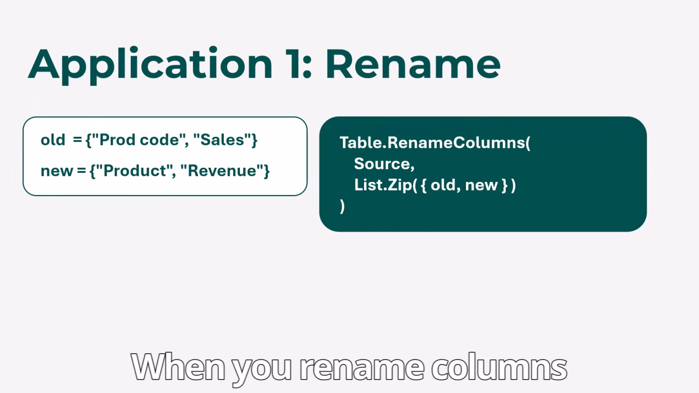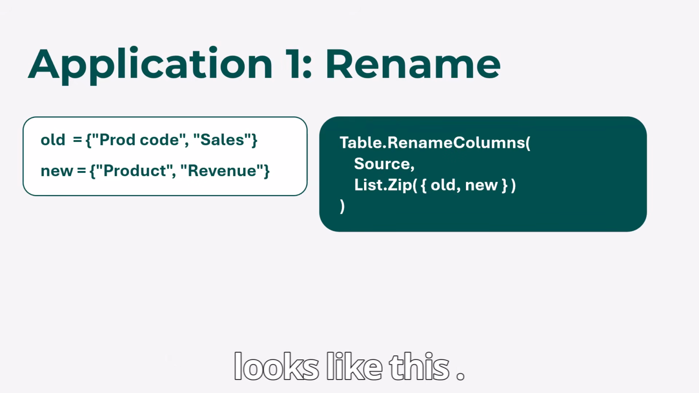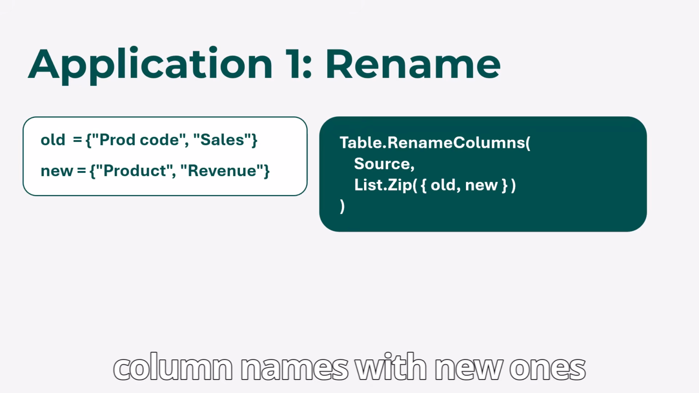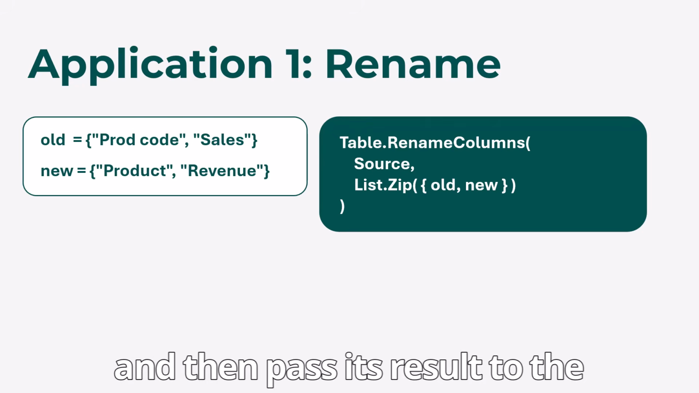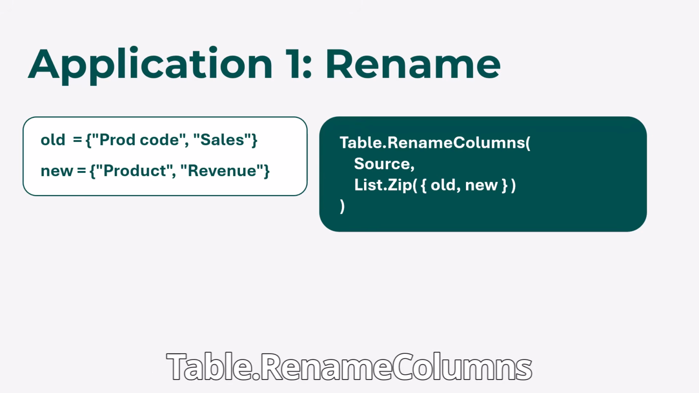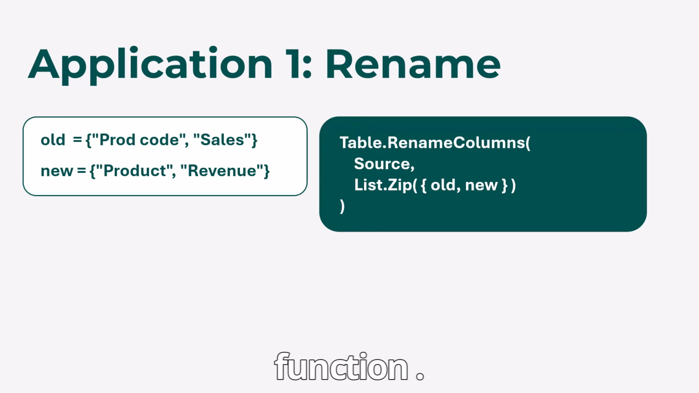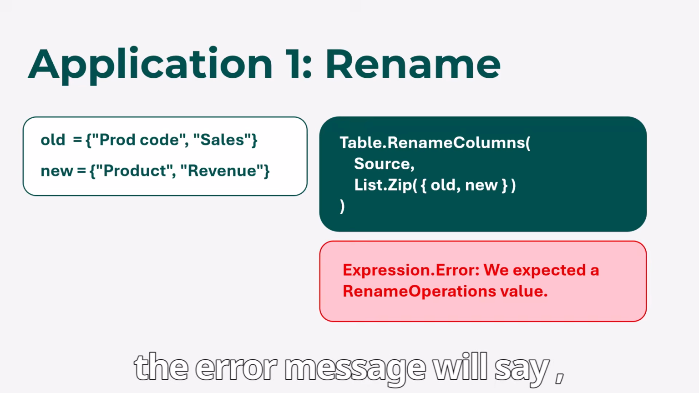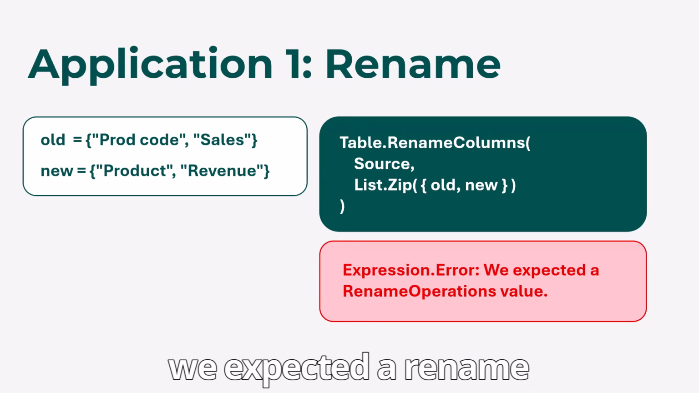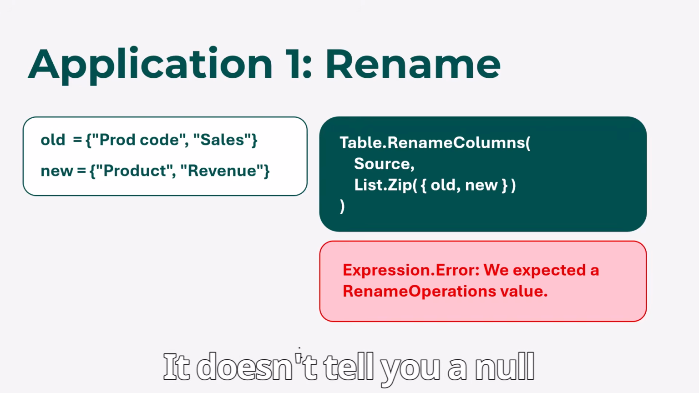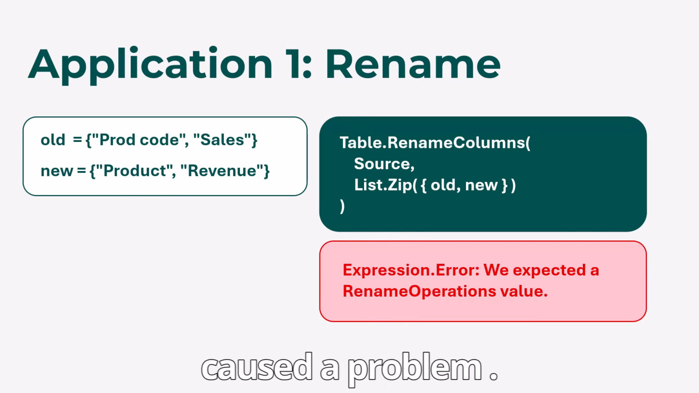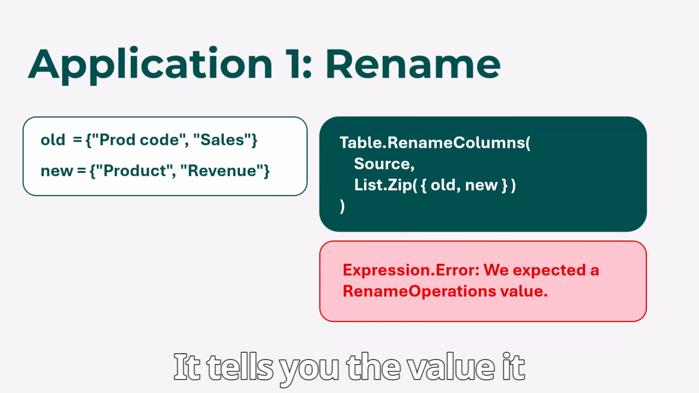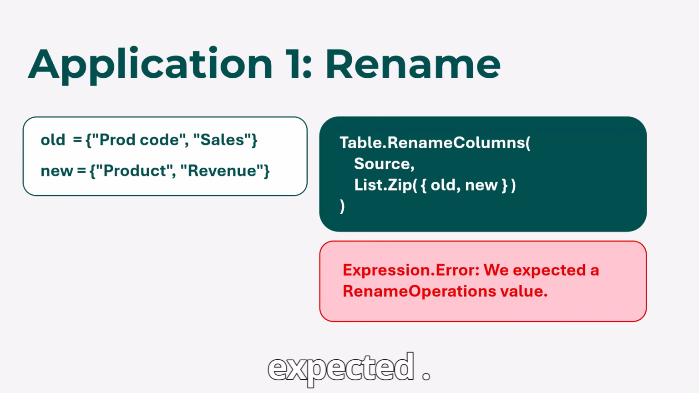When you rename columns dynamically, the pattern looks like this. You use List.Zip to pair old column names with new ones and then pass its result to the Table.RenameColumns function. If a null ends up in any pair, the error message will say, "We expected a RenameOperations value." It doesn't tell you a null caused the problem. It doesn't tell you which pair is affected. It tells you the value it received was not what it expected.